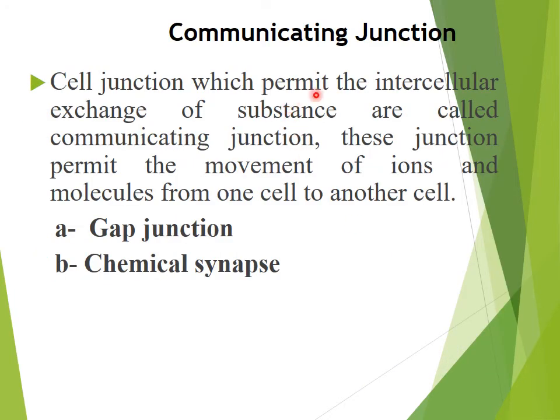Now, the third type of junctions are the communicating junctions. As the name suggests, these types of cell junctions permit the intercellular exchange of substances, and they are called communicating junctions. These junctions permit the movement of ions and molecules from one cell to another. Their varieties are the gap junction, which is also called the nexus, and the chemical synapses.